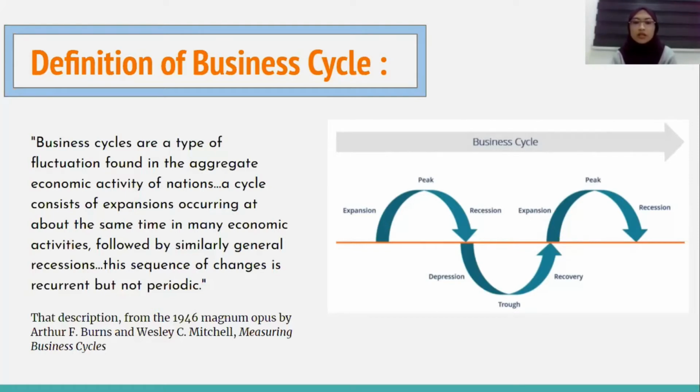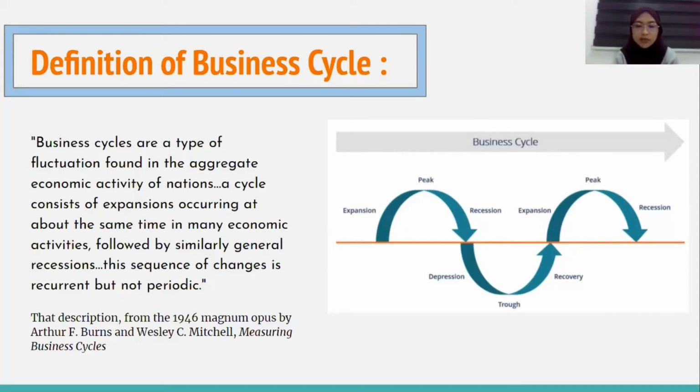So based on the business cycle diagram here, the first one is expansion. Expansion is when there is positive economic growth towards the peak, which is when the GDP is at its maximum. Next, followed by the recession, is the downfall of the economy itself.